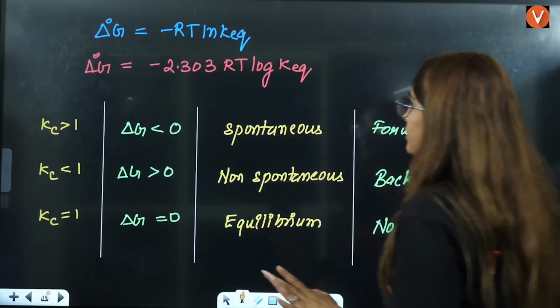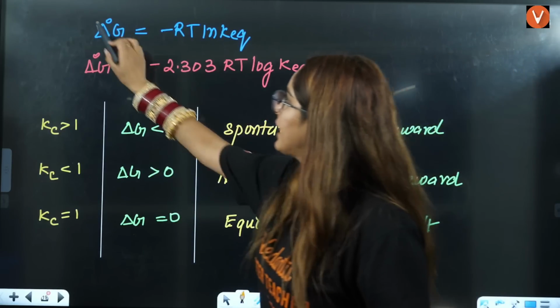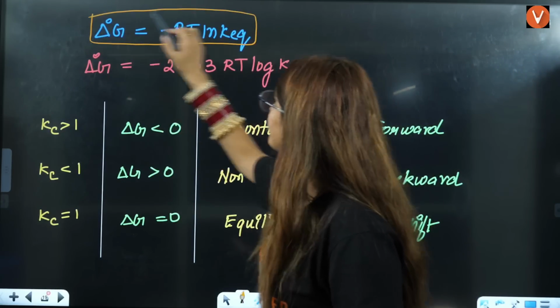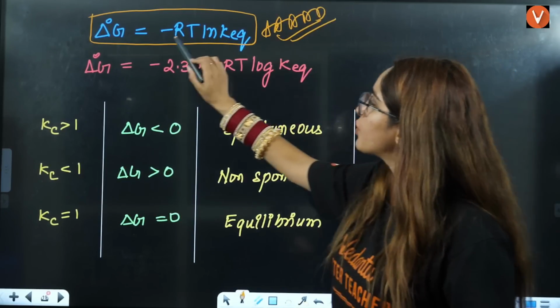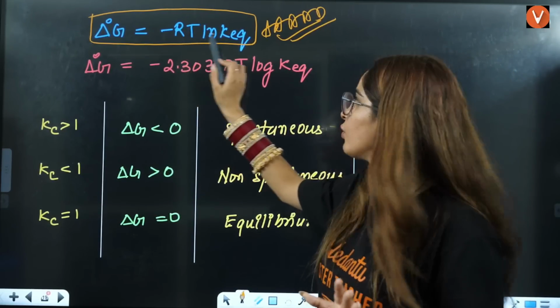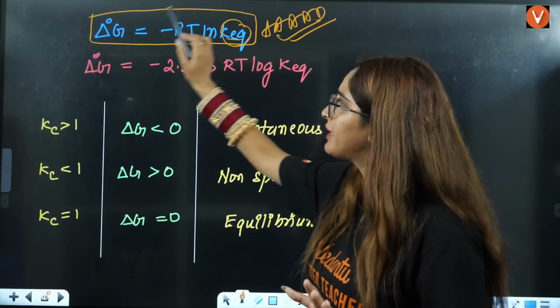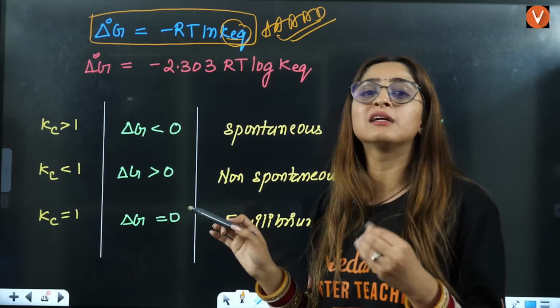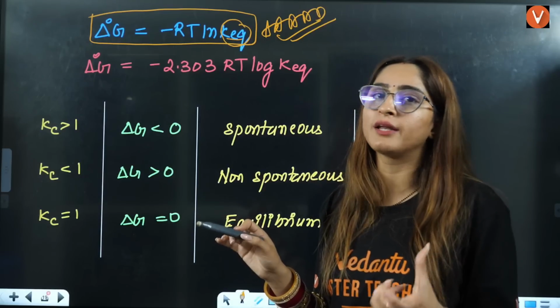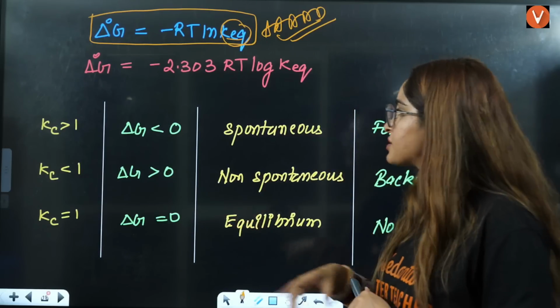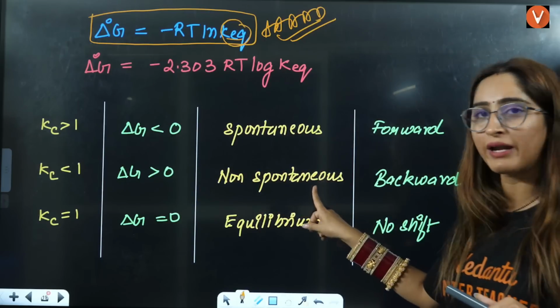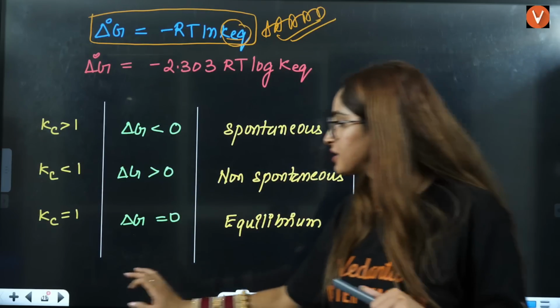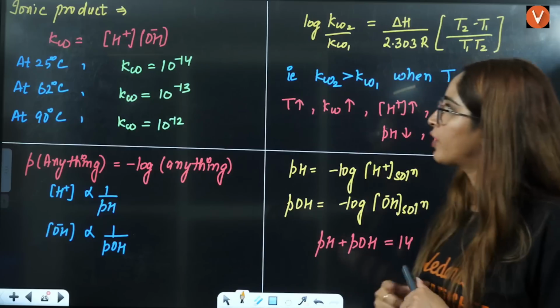Next is the relation between delta G and K equilibrium. Very important, a frequently asked question, right? Here the R and T values you already know, and K equilibrium will be given to you. They will ask you for delta G either as a direct value, or whether the reaction is spontaneous or non-spontaneous. If delta G is negative, it is spontaneous. If it is positive, it is non-spontaneous. If it is 0, then the reaction is at equilibrium. Okay.